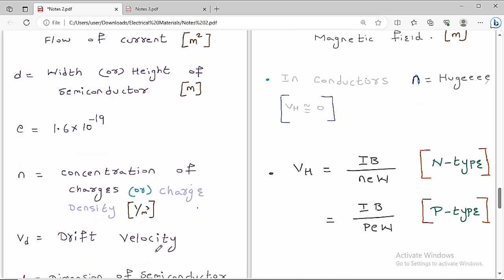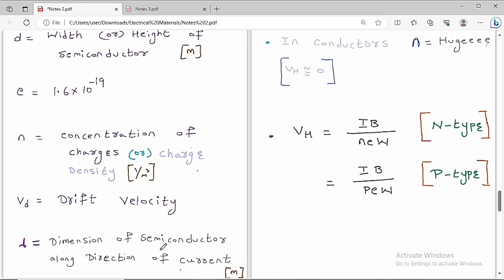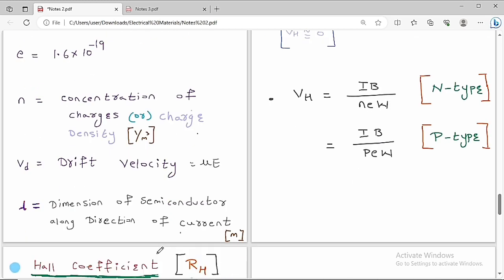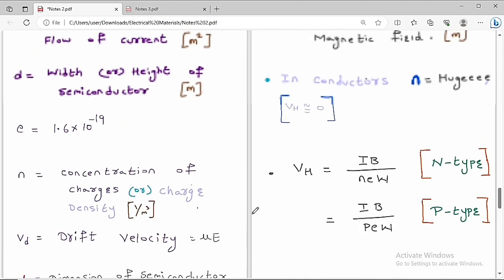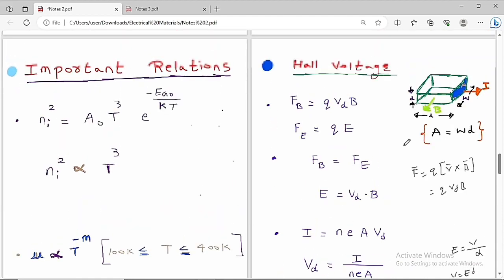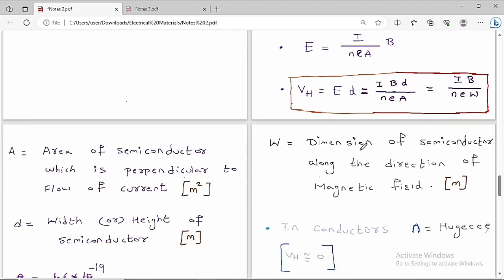What is VD? Drift velocity. I already told you, the drift velocity formula is mu into E, where mu is the mobility and E is the electric field. It is a very important formula, you have to remember. L is the dimension of the semiconductor along the direction of the current, as you can see clearly in this picture. And what is W? W is the dimension of the semiconductor which is along the direction of the magnetic field.